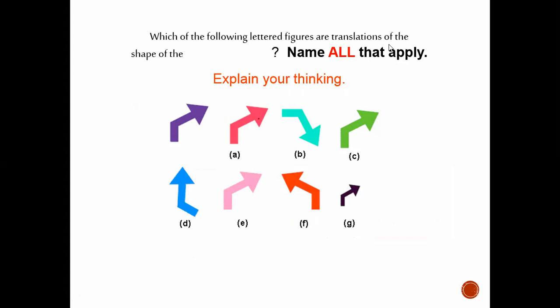Okay, the next one. Which of the following Latin figures are translations of the shape, the purple arrow? Name all that apply. We are going to figure out which ones undergo translation. You're given an object here which is the purple arrow. You have to find which shapes. You're given a few arrows here with letters on the bottom, and you have to figure out which arrow is actually the translation image of the purple arrow given earlier.